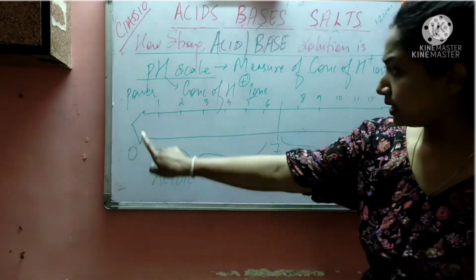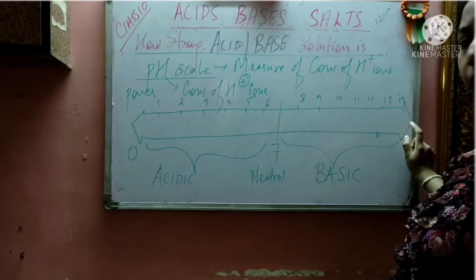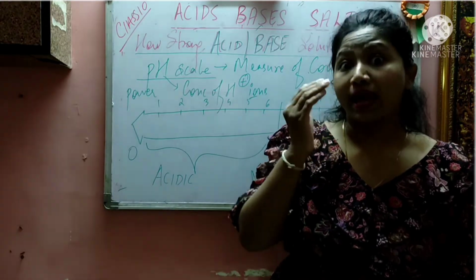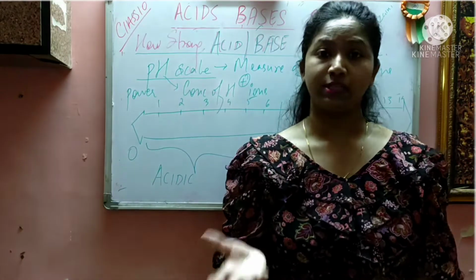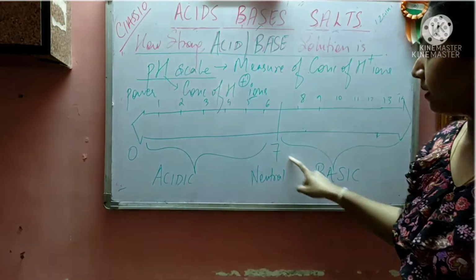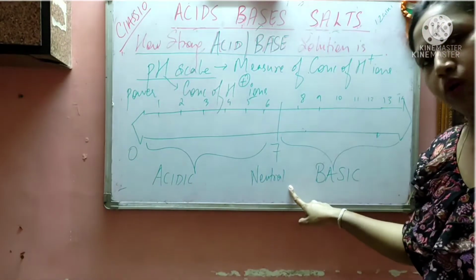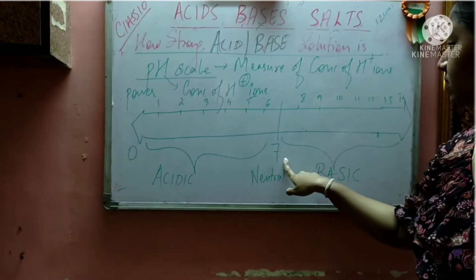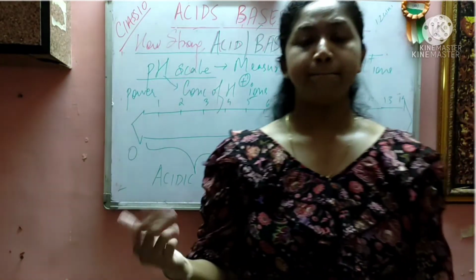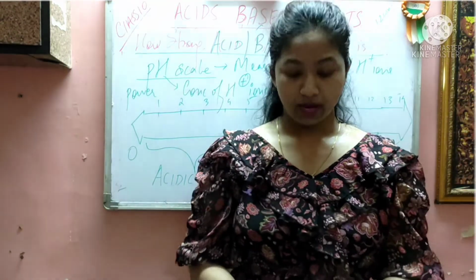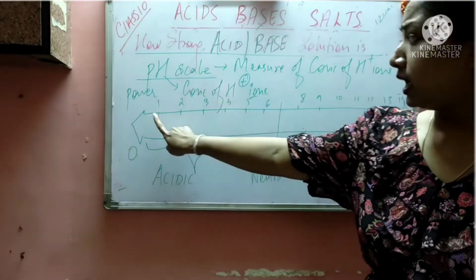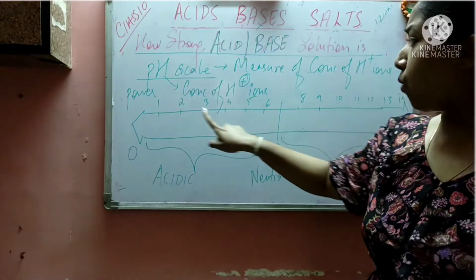Let's just see it again. This pH scale is from 0 to 14, where if the pH value lies between 0 to 7, then that solution is said to be acidic. If you get pH value 7, then that solution is neutral. If you get a pH value between 7 to 14, then that particular solution is basic.